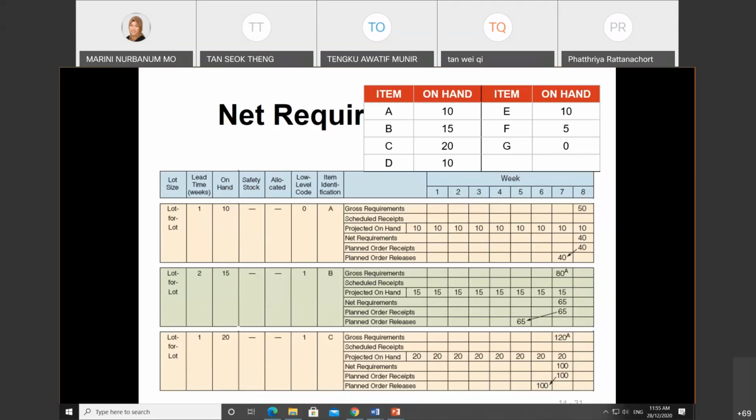Okay. So for B just now, if you notice at gross requirements for B, 80 here, you note down who is the parent. So for B, in this case, the parent is A. When the parent is A, you don't just take the number 40, you have to refer to your product structure just now.